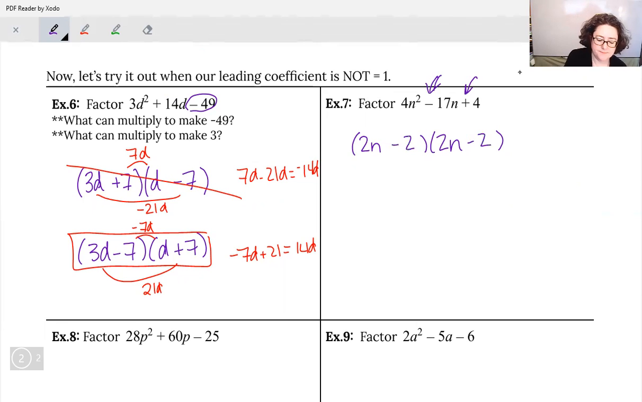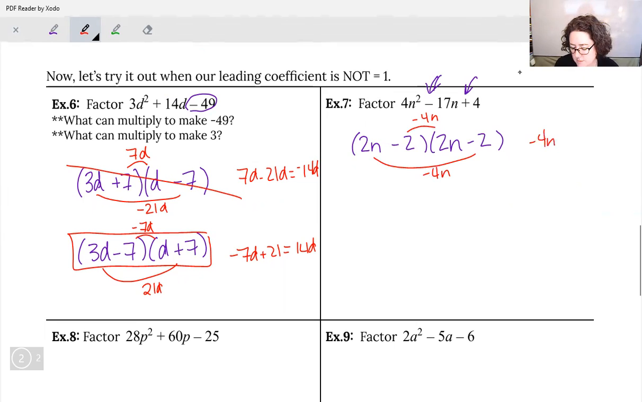So double check it. Insides and outs. Inside negative 4n, outside negative 4n. Negative 4n minus 4n gives me negative 8n. This one doesn't work. Bummer. And there's no other way to arrange it with 2's in there.